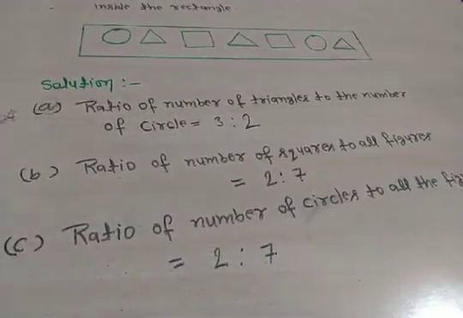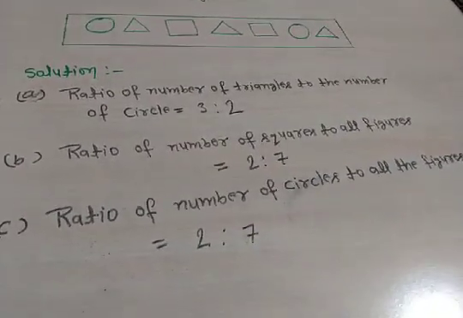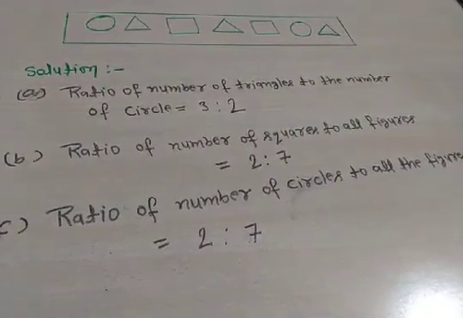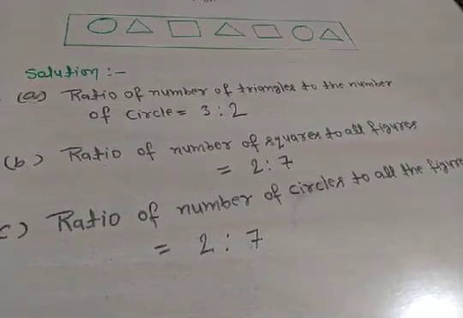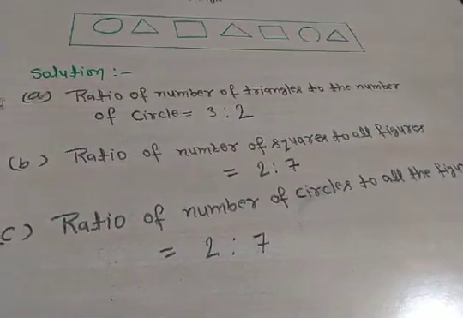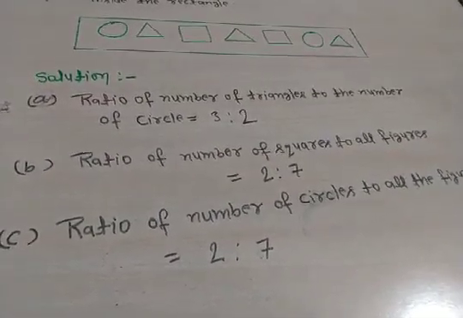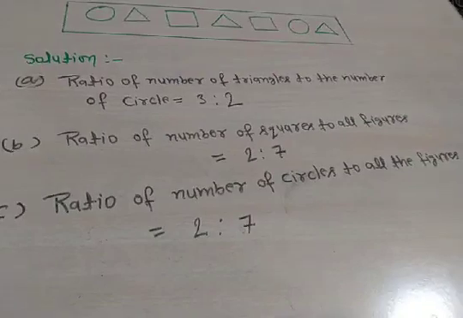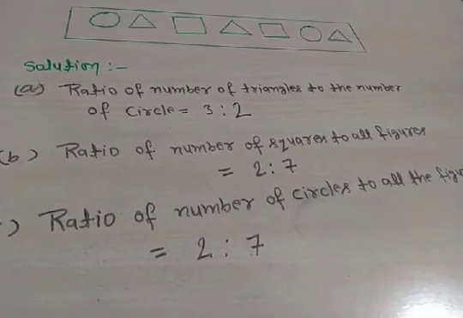And in C part we find the ratio of number of circles to all figures. In the given rectangle, how many circles are given? You can see 2 circles. And how many total figures? If you count, you find 7 figures inside the rectangle. So our ratio becomes 2 ratio 7. In this way we find the ratio of number of circles to all figures is 2 ratio 7. I hope all of you understood this question.